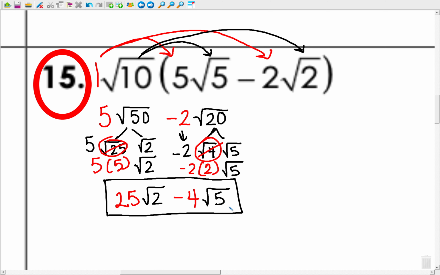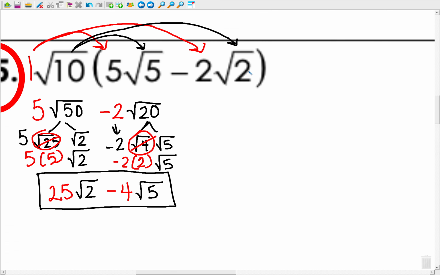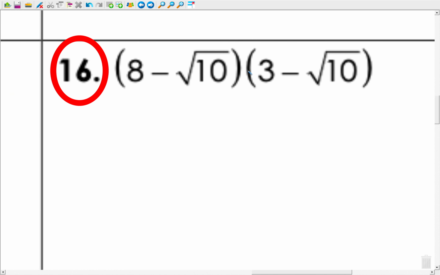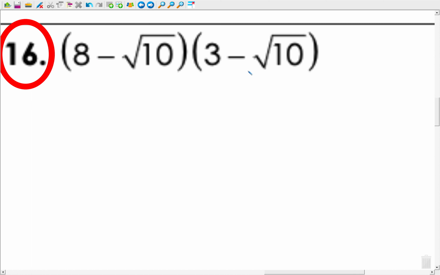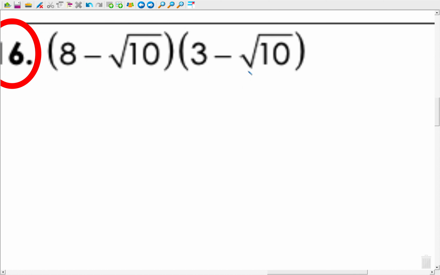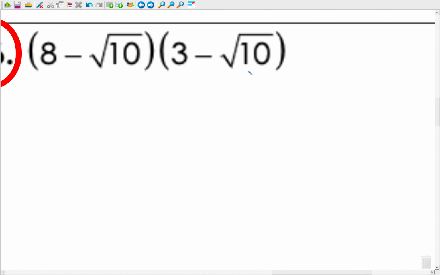Now, all this multiplying with these arrows sometimes is overwhelming, and for that reason, I don't do FOIL when I have a binomial. You are welcome to do FOIL. Knock yourself out. I am going to do the box every time when I have a binomial times a binomial. So, draw yourself a box. Come over to this side.